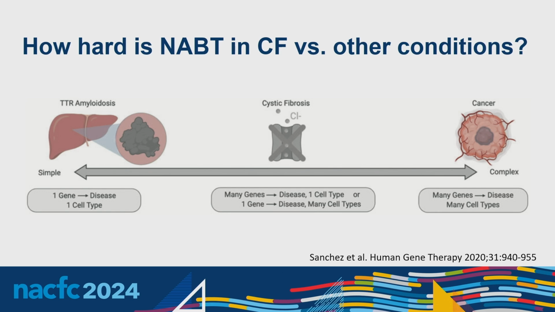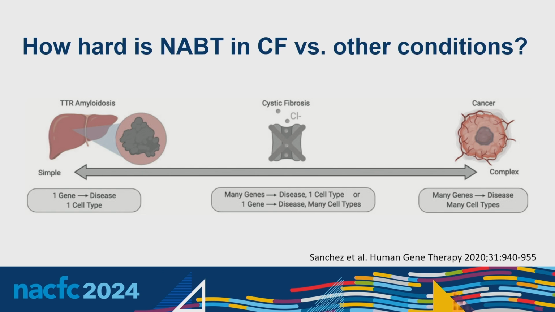Whereas with CF, you have one gene, but affecting many different organs. So now it's picking and choosing how we get what's needed to the relevant organs in different locations. And so far, the focus has really been on the lung, for the reasons that the lung is the key point of morbidity and mortality in cystic fibrosis, and also from access.